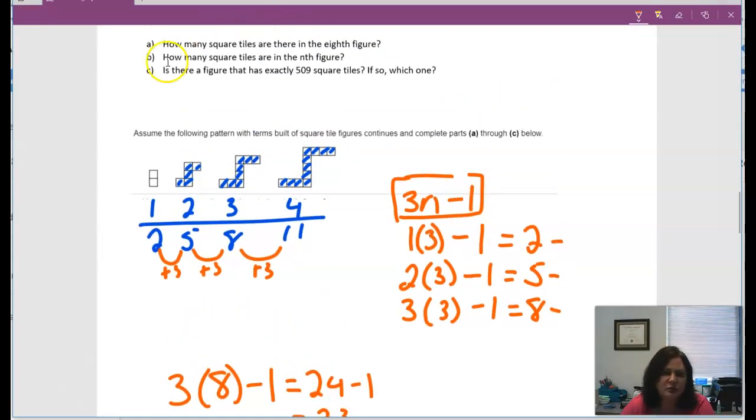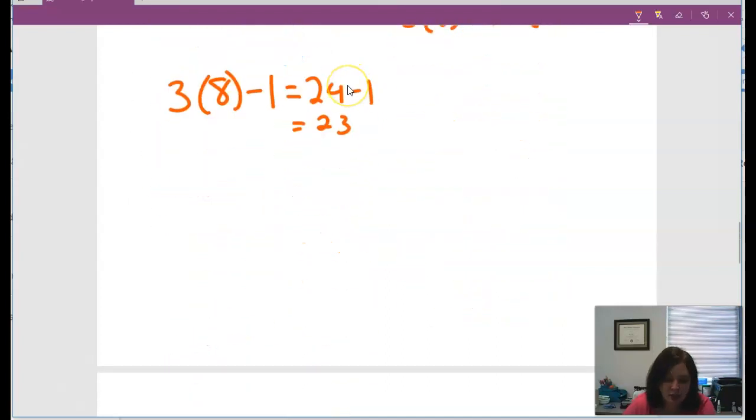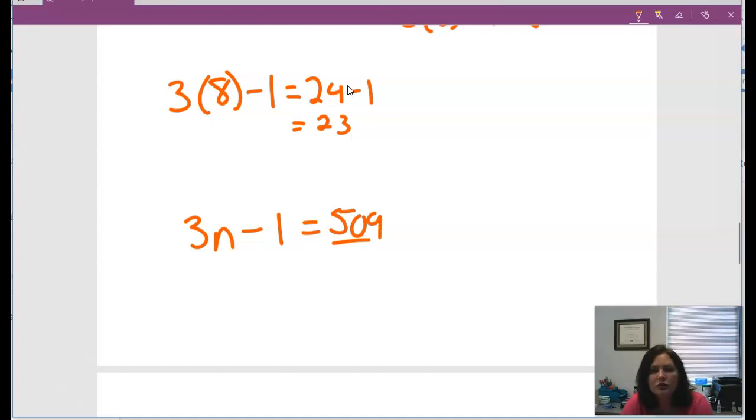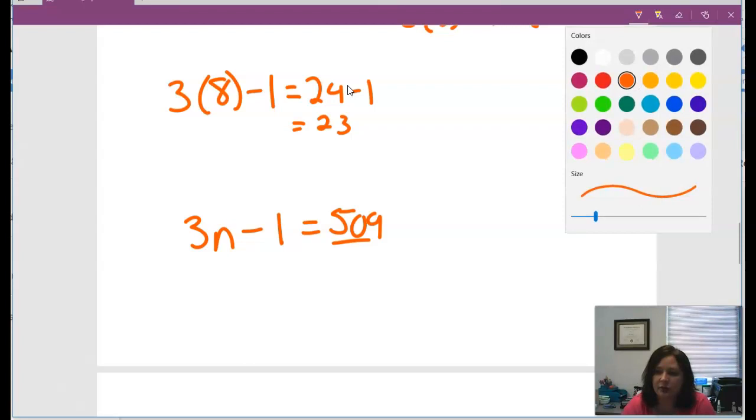Now the last part of this question is a little bit different. It says, is there a figure that has exactly 509 square tiles? So in this case, we know what the figure is. We don't know what term it is. And it's going to equal the exact number of tiles. Well, in this case, we want 509 tiles. So we have to do a little bit of algebra here.